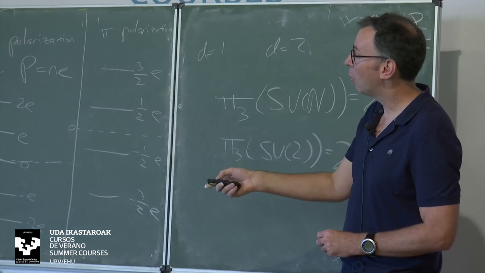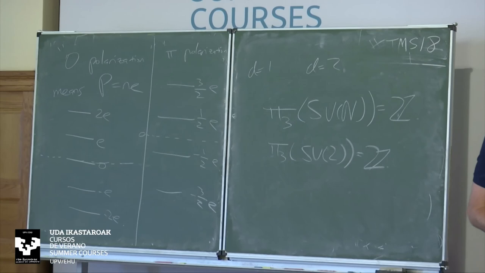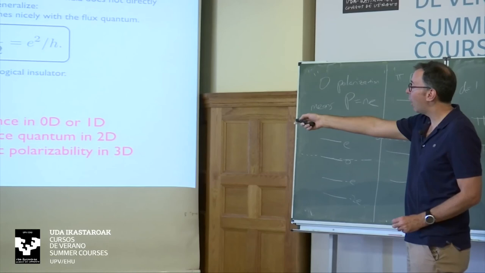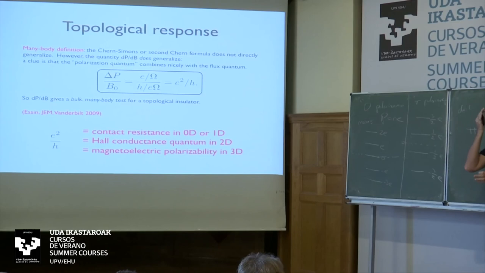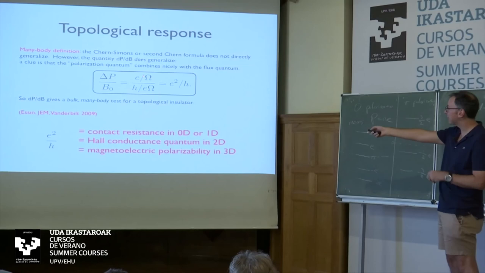So one quick comment on how maybe people should have realized this in the old days, and how e squared over h is a nice combination, and then I'll be done. Polarization in 1D, the quantum is e. In higher dimensions, it gets a bit messy, because the quantum of polarization is determined by adding one charge per unit cell at boundary. Remember, polarization always has the units of surface charge. So surface charge, that's units of e per transverse unit cell area.